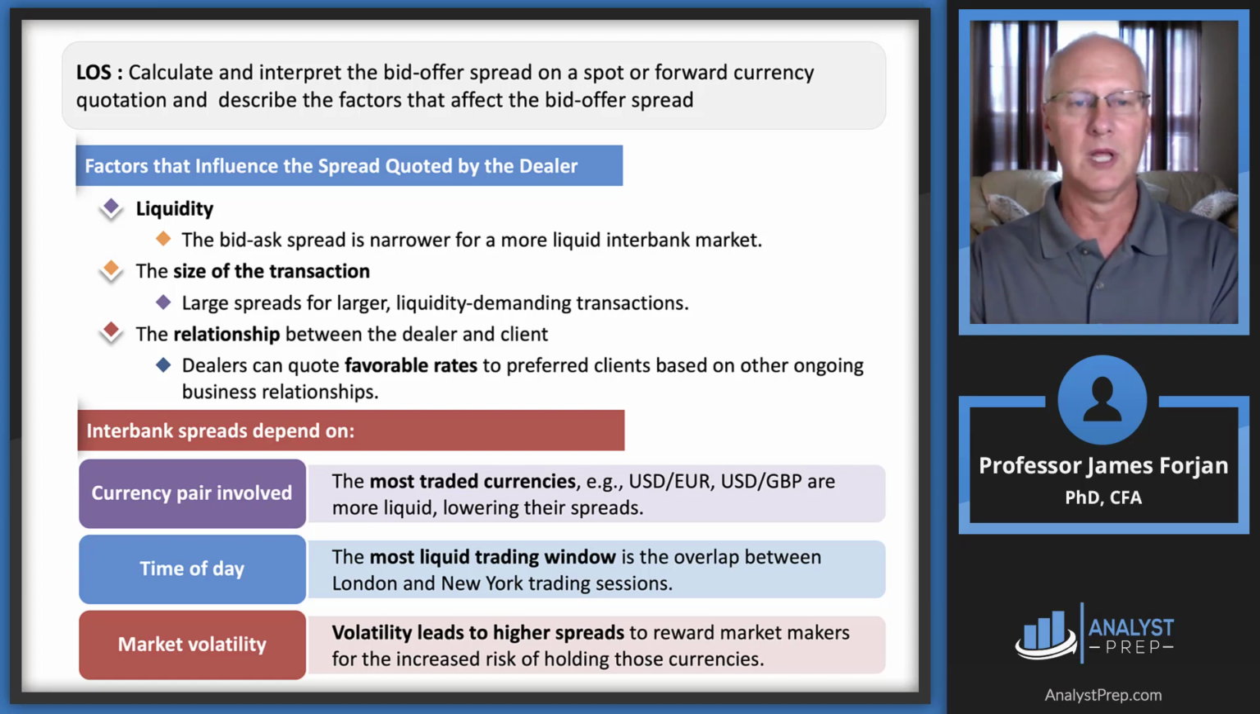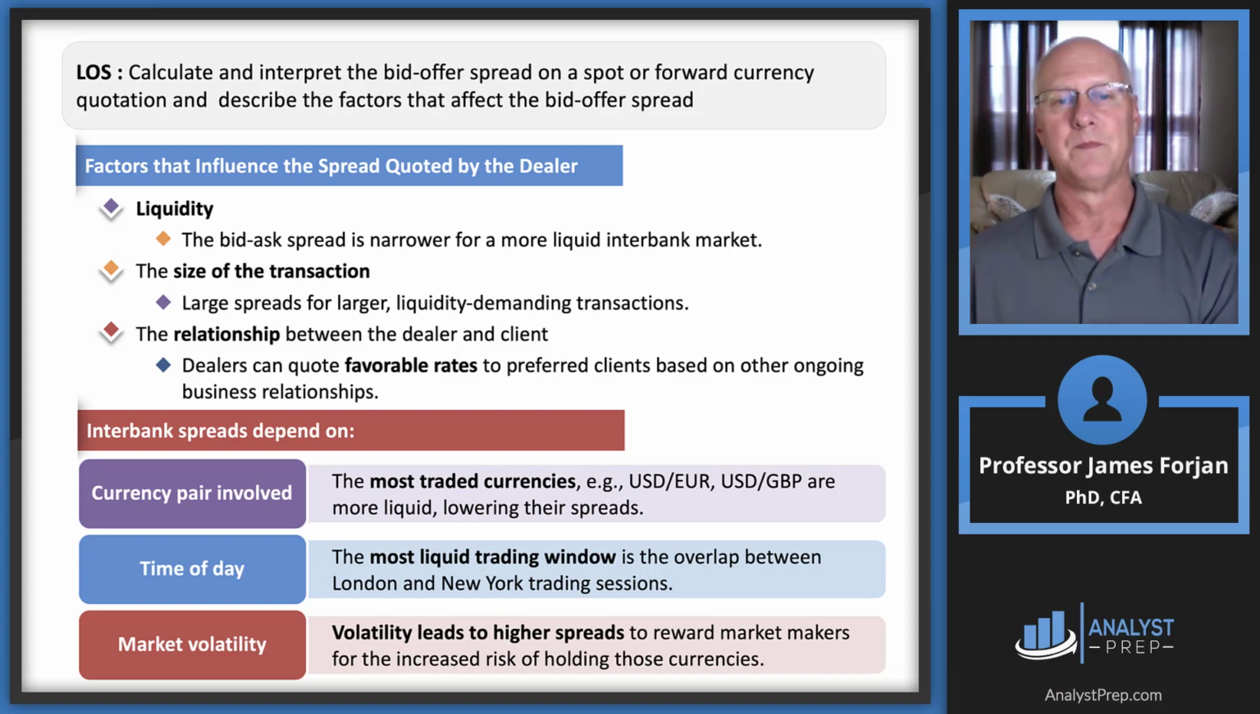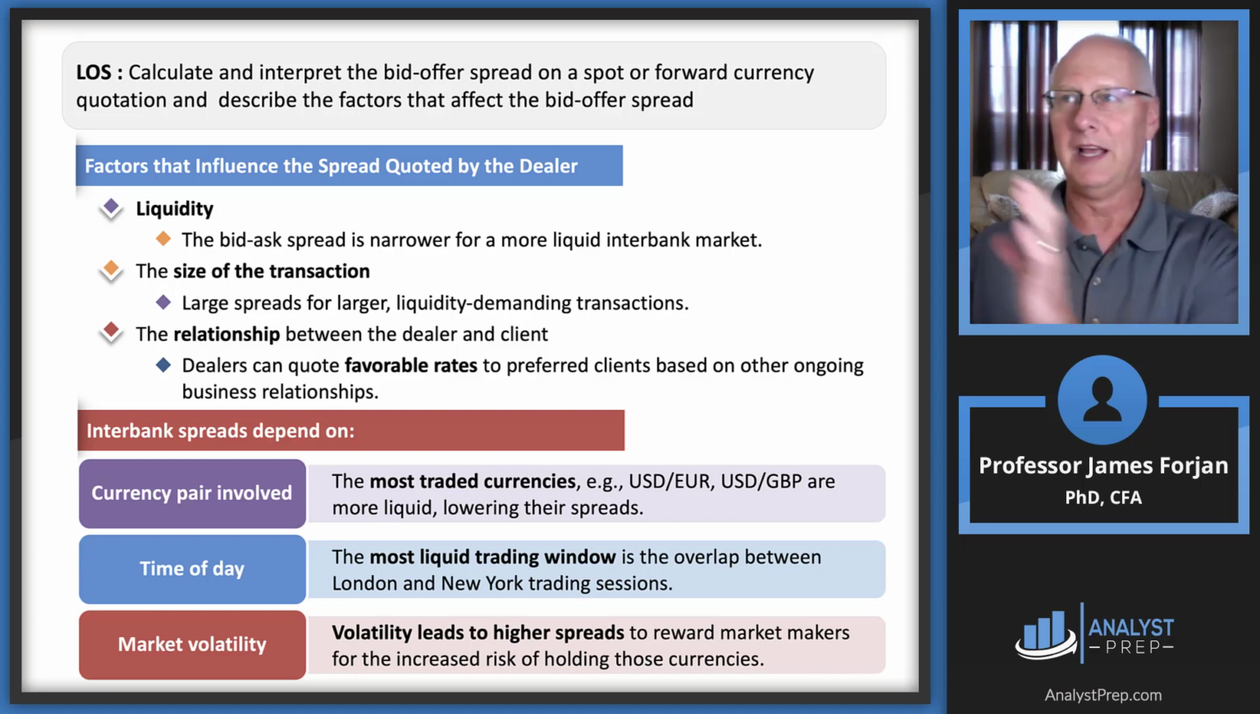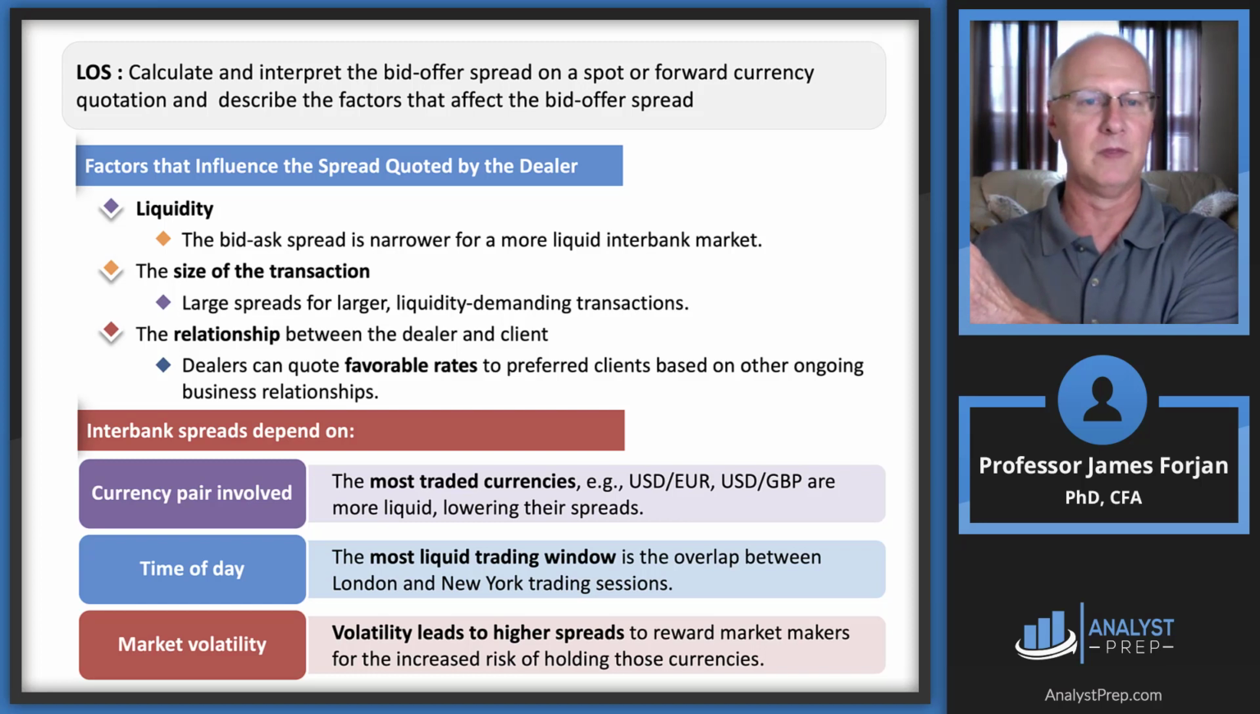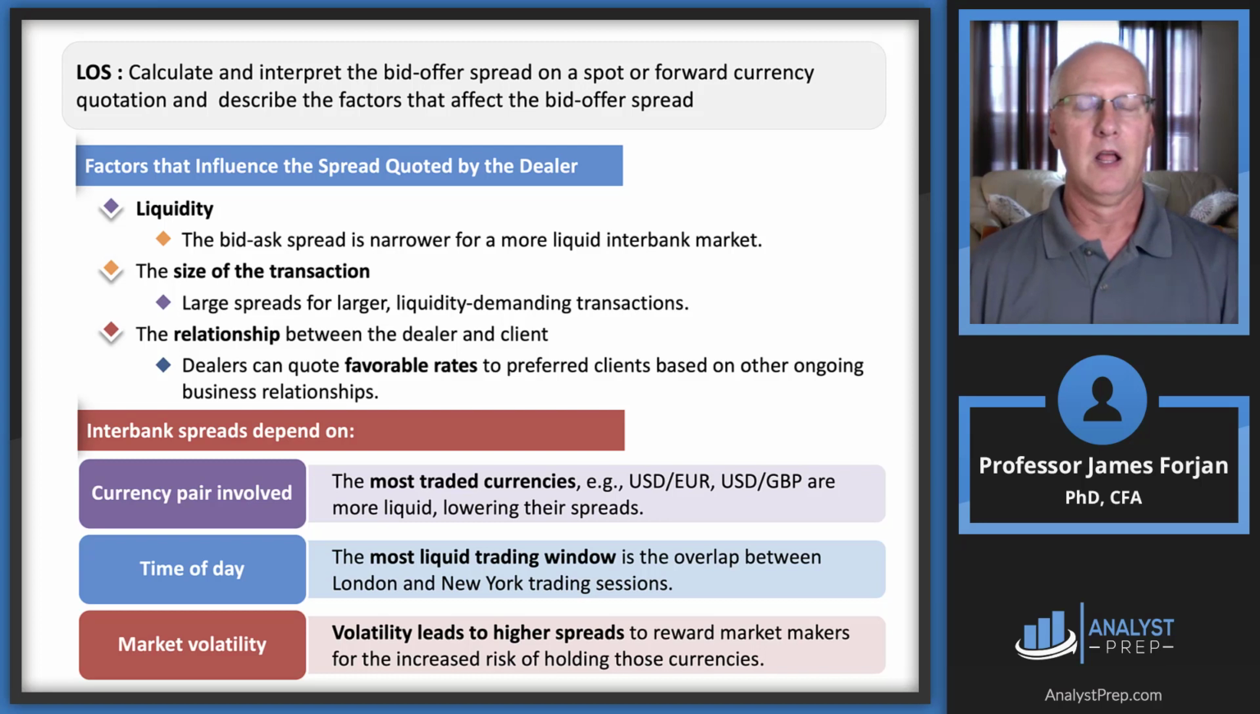But let's suppose you're a super important foreign exchange client, and maybe like, let's say, Coca-Cola, and you have generated all these cash flows in other currencies throughout the world, you'll probably get a better, more narrow spread. That makes sense. A couple of other things there. Currency pair involved. Of course, there are very liquid currencies: US dollar, British pound, the euro. So they have lower spreads. Time of day. I really thought this was interesting.